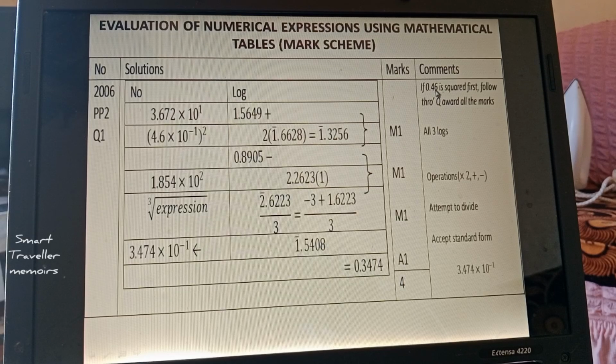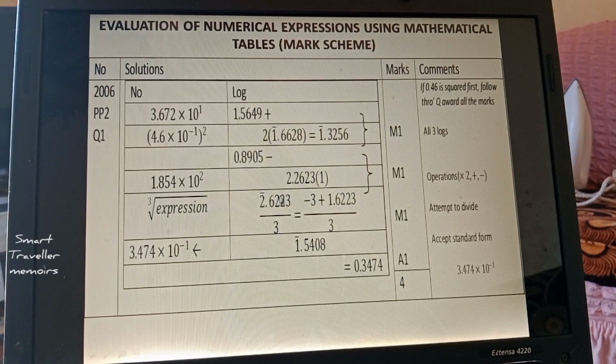Here, if 0.46 is squared first, follow through, you still get all the marks. So they can square first and then find the logarithm. M1, method 1, all 3 logs, you give 1 mark, all 3 logs correct. M2, operations of multiplication, square, addition, and subtraction, you are giving 1 mark. And the other method mark is for attempting to divide. And you divide when you find the cube root of the expression.